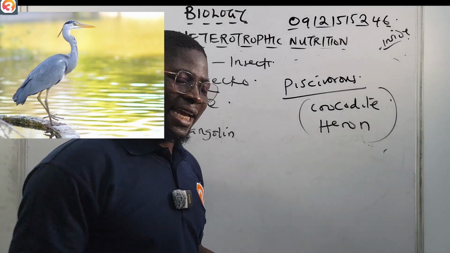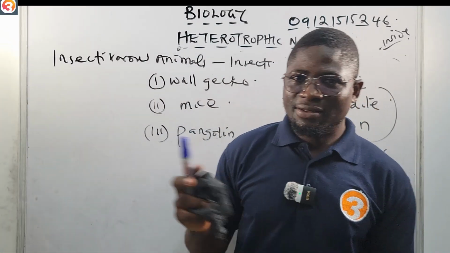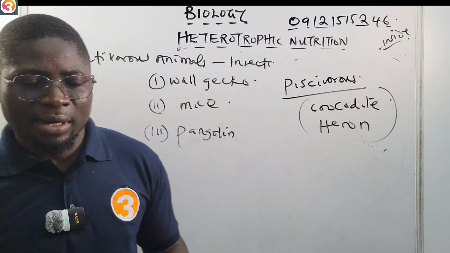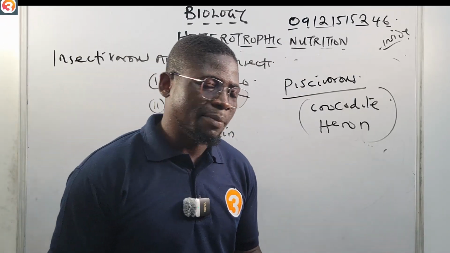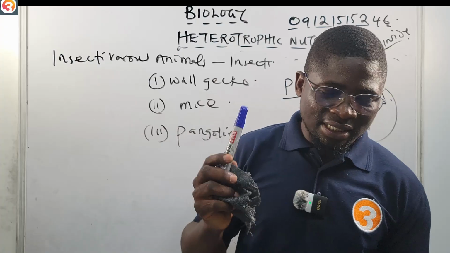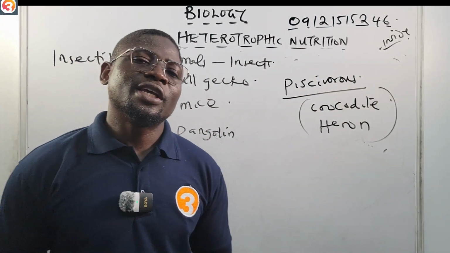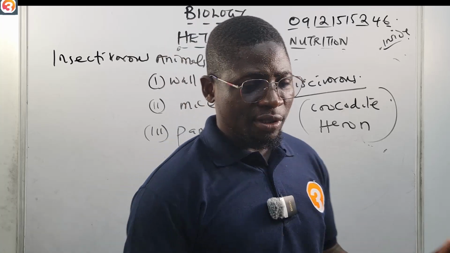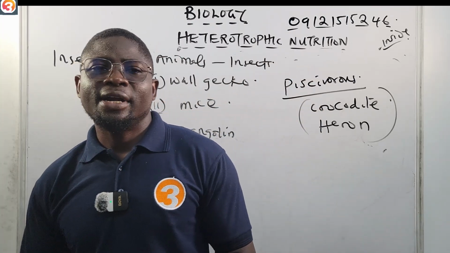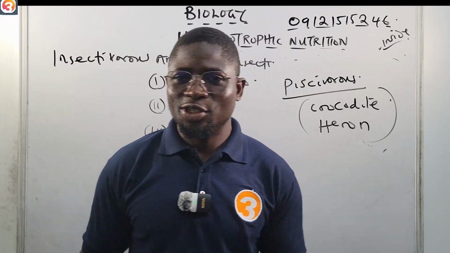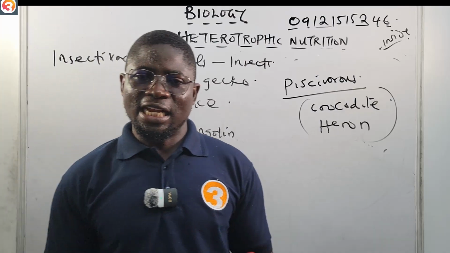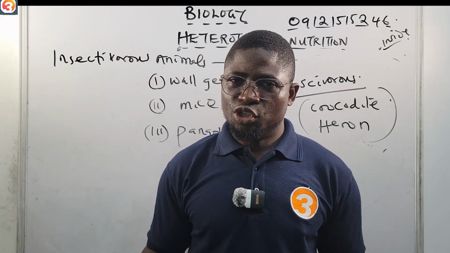So please take note of all of this. We've talked about heterotrophic nutrition in wide view: parasitic, saprophytic, insectivorous plants, insectivorous animals, carnivores, herbivores, omnivores, and we'll treat symbiotic nutrition. All these are necessary in the JAMB syllabus, so please put your mind to them.